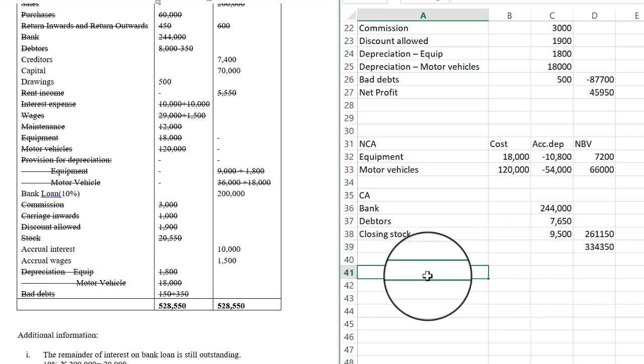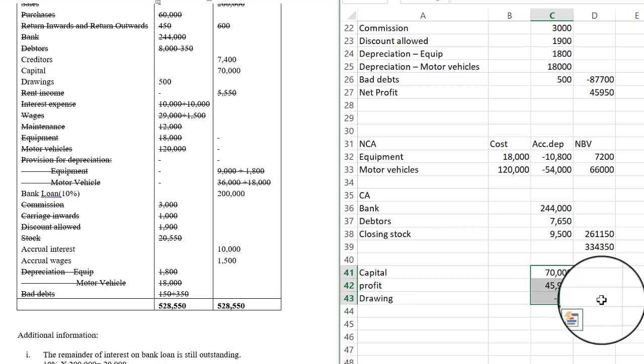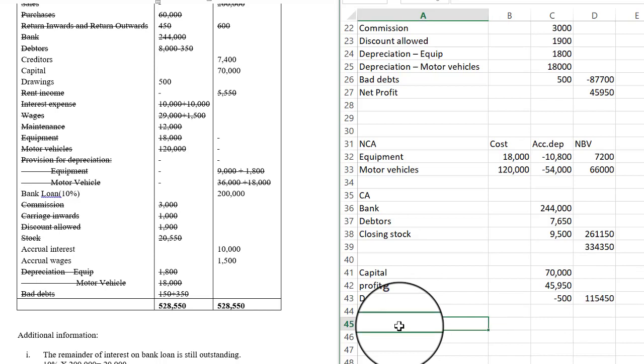Then you go for your capital. Capital in total is 70,000 plus current year profit is 45950 minus your drawing is 500. So 415,400. Then you have a loan, long-term loan, 200,000.